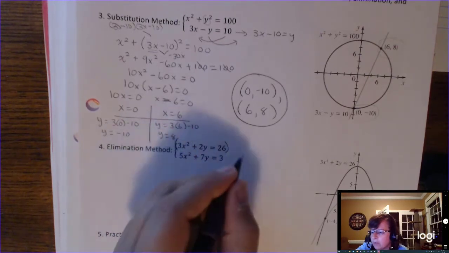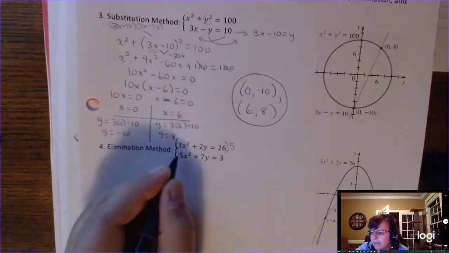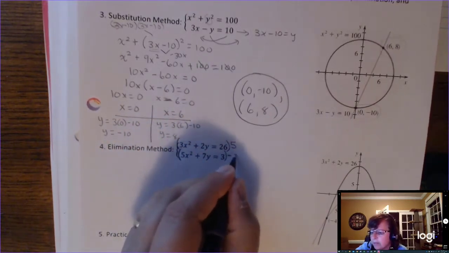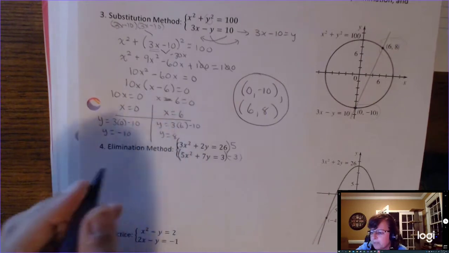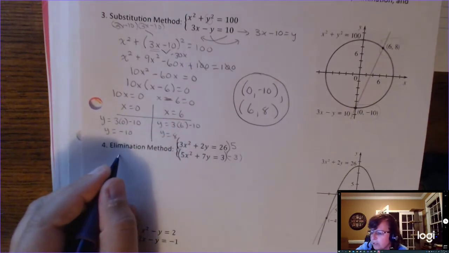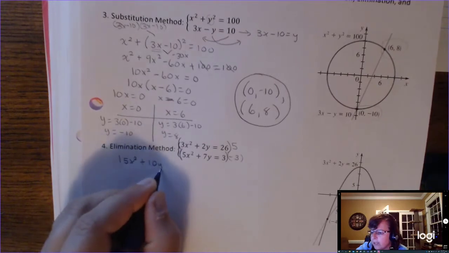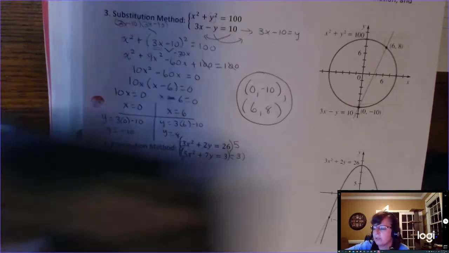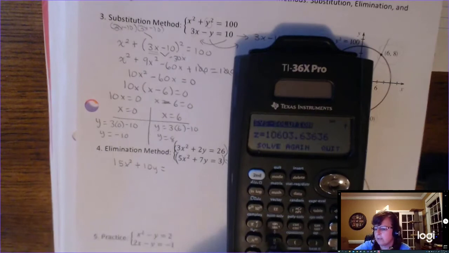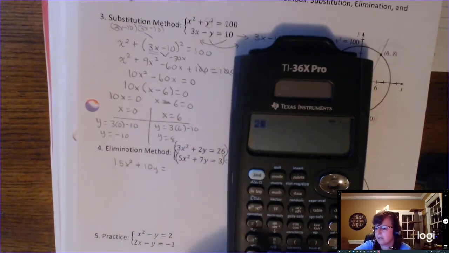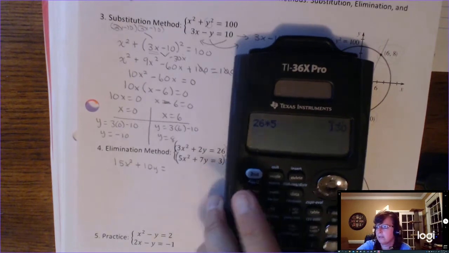So I'm going to multiply this top equation by 5, and this bottom equation I want opposites, so I want a negative 15, so I'm going to multiply by negative 3. So the first equation would be 15x squared plus 10y is equal to 26 times 5, which is 130.